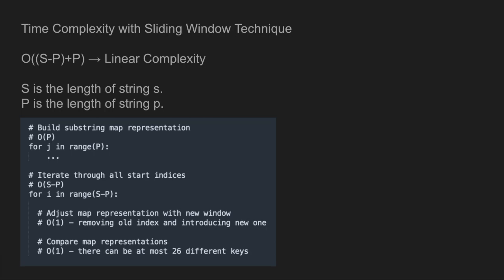Capital S is the length of the string S, capital P is the length of string P. We start by creating the map representation of time complexity O of P, and then for each iteration, we go through all starting indices. That's going to be of time complexity S minus P. During each iteration, we are going to be adjusting the map representation with the new window. We're going to remove the old character and introduce a new character, which is of constant time complexity. And then again, comparing the representations is constant time because there can be at most 26 different keys.